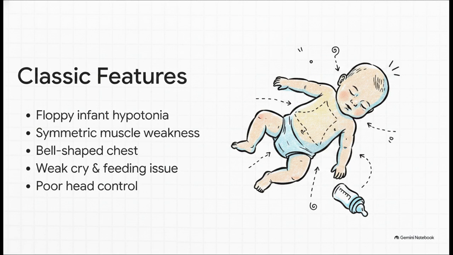Now, because the intercostal muscles are weak, but the diaphragm is relatively spared, you'll see this distinct bell-shaped chest with paradoxical breathing. You're also going to note bulbar weakness, and that leads to a weak cry, a weak suck, poor head control, and some pretty significant feeding difficulties. These are your absolute red flags for severe lower motor neuron and respiratory involvement.